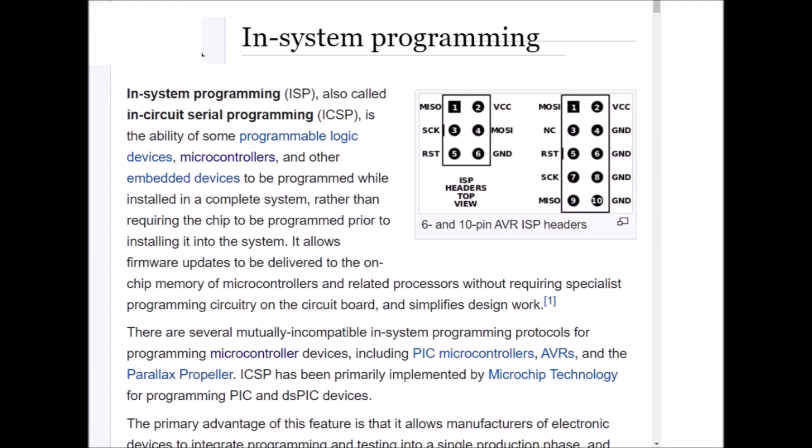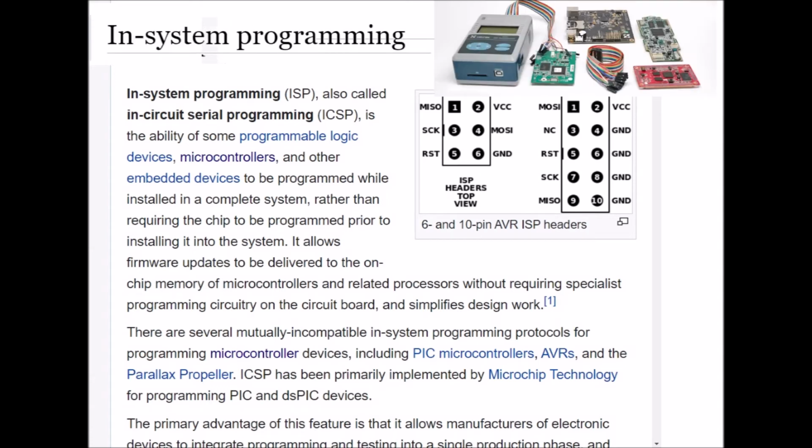In-system programming. In-system programming, ISP, also called in-circuit serial programming, ICSP, is the ability of some programmable logic devices, microcontrollers, and other embedded devices to be programmed while installed in a complete system rather than requiring the chip to be reprogrammed prior to installing it into the system. It allows firmware updates to be delivered to on-chip memory of microcontrollers and related processors without requiring specialist programming circuitry on the circuit board, and simplifies design work.